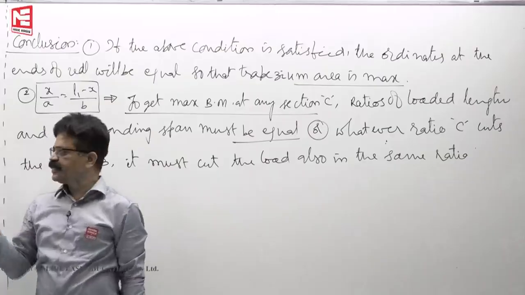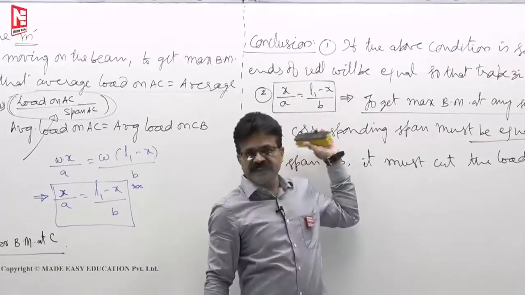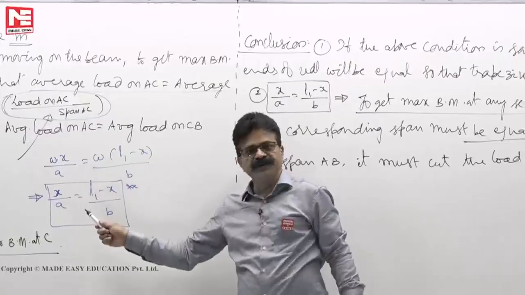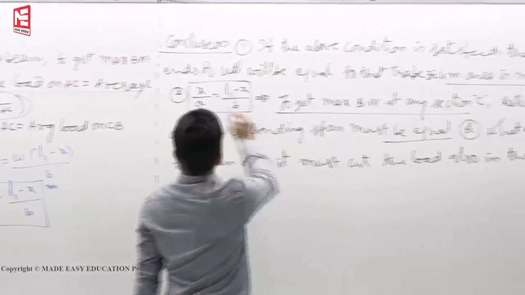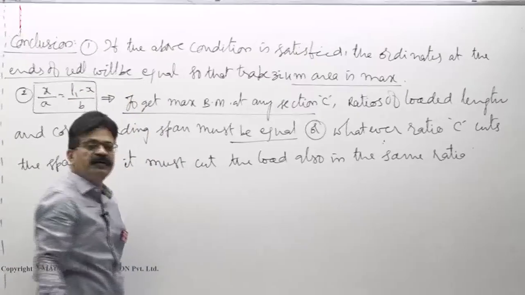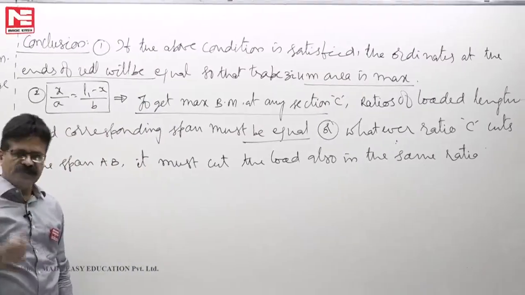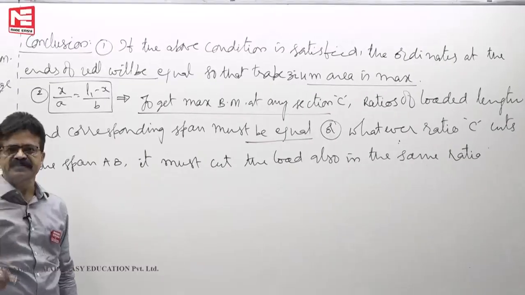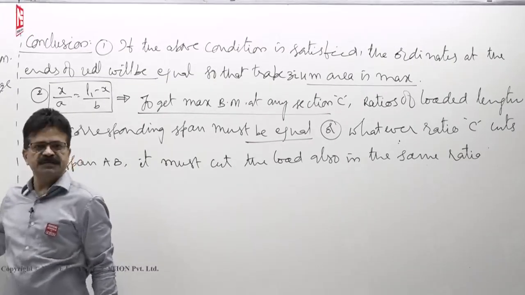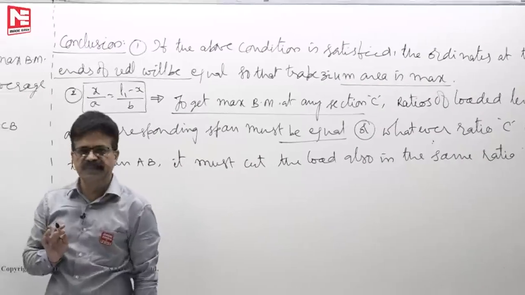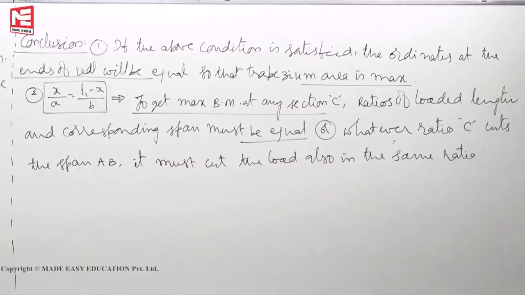First you have to select whether it is correct or wrong. Next reason is, if that condition is satisfied, the ordinates at the ends of the UDL ILD are equal, and the area of the trapezium is maximum. Then assertion and reason, both of them are correct, and the reason is the correct explanation for the assertion. Like that. Once you understand this one, any question they ask in the exam you can manage. Now let us see how the numericals will come.